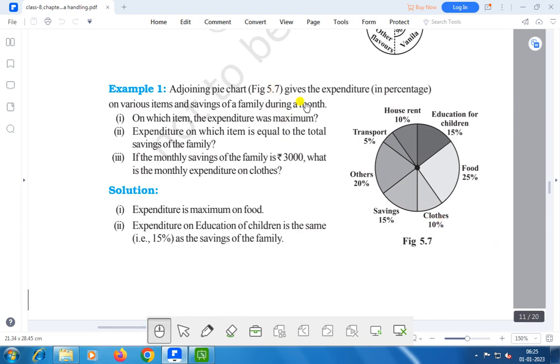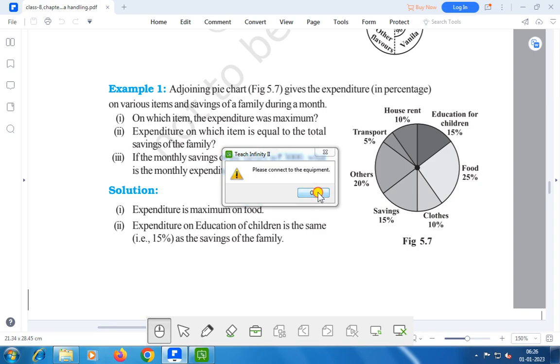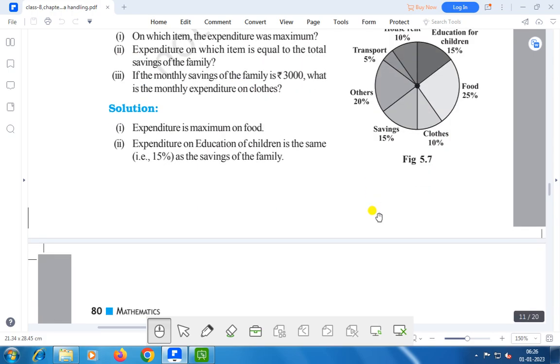This one gives the expenditure in percentage of various items and savings of a family during a month. On which item was the expenditure maximum? Expenditure on which item is equal to the total savings of the family? If the monthly savings of the family is rupees 3,000, what is the monthly expenditure on clothes? You can find all these from this pie chart.